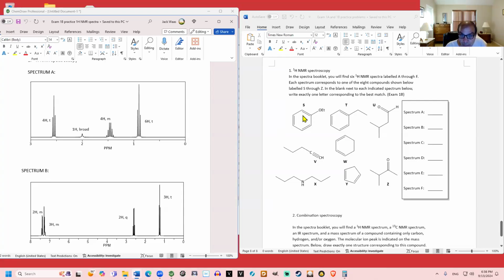So that's how you tell the difference between S and T. And of the two, T matches better. So I think spectrum B is T. It's ethylbenzene.